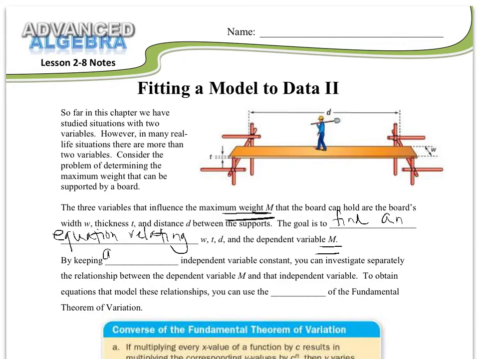By keeping all but one independent variable constant, you can investigate separately the relationship between the dependent variable m, so m is dependent, and that independent variable, the one that you're going to change, and then the rest are held constant. To obtain equations that model these relationships, you can use the converse of the fundamental theorem of variation. So the converse.